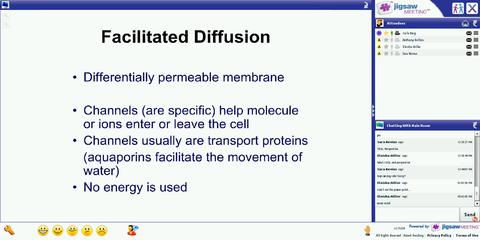Facilitated diffusion is when the membrane is differentially permeable, which means there are specific channels that help certain molecules or ions either enter or leave the cell. These channels usually are transport proteins that facilitate the movement of water, and no energy is used during facilitated diffusion.